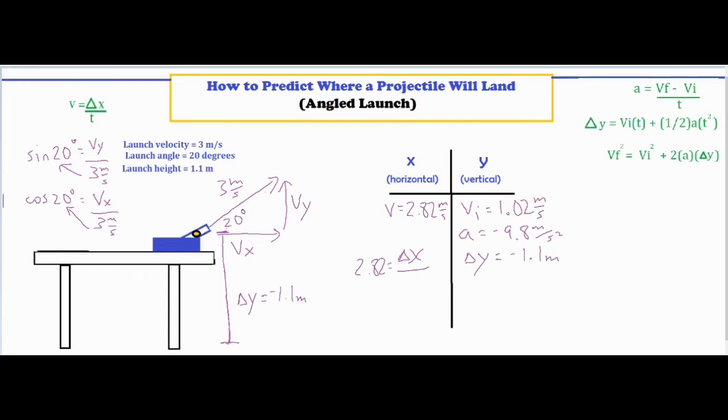So I'm going to take a look at my formulas, and I see that this first formula has a t in it, and this second formula has a t in it. But the first one, I don't have my VF, so I can't use that. So I'm going to go ahead and set up all my values in this second formula and then solve for t.